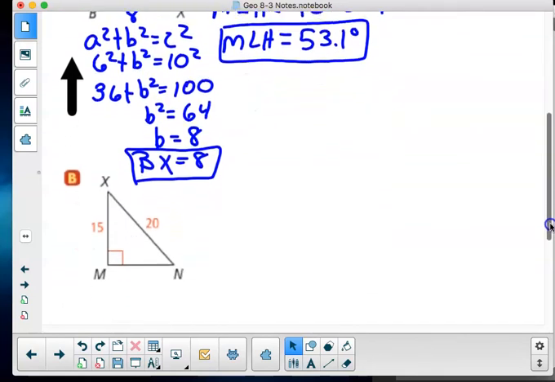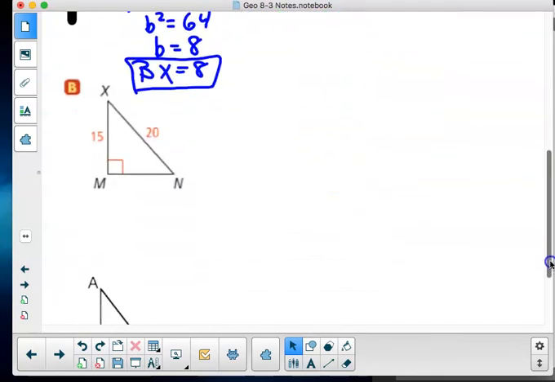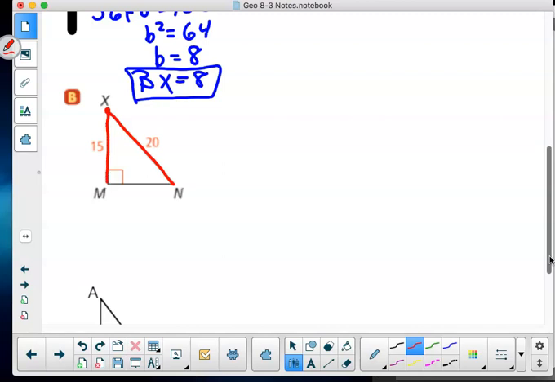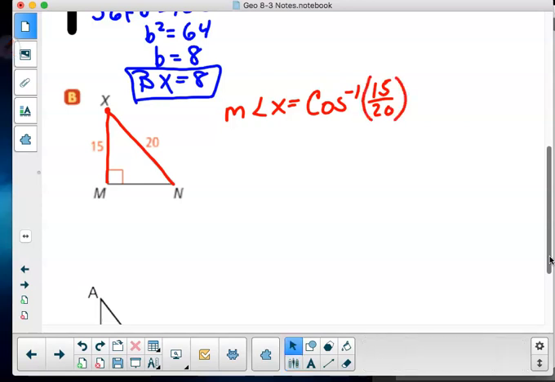Okay, it's your turn to find the measure of angle x. Go ahead and find it. Stand here. Identify the hypotenuse. I know this is adjacent, so I've got adjacent over hypotenuse, so cosine. The measure of angle x is equal to the inverse cosine of 15/20. Now, I could reduce that, but what if I made a mistake? I know it's 3/4, and we're going to run it in the calculator both ways.